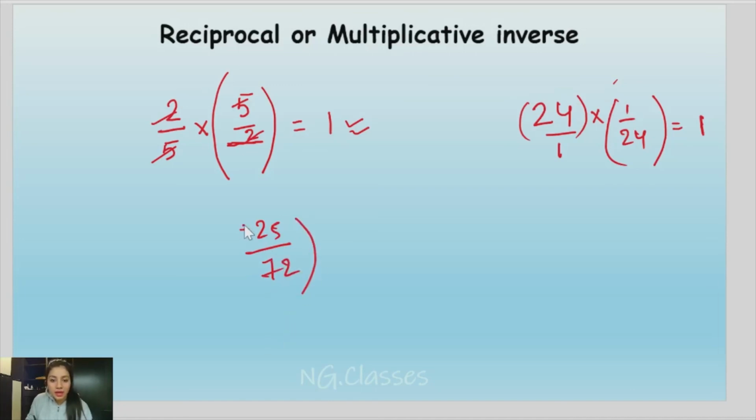Reciprocal of minus 25 by 72 will be 72 by minus 25. Here we will not change the sign. With the same sign, we will just write the reverse reciprocal fraction. We'll write the denominator as the numerator and the numerator as the denominator. That's it. That much we have to change. And if we multiply these with each other, we'll get 1 as a result.